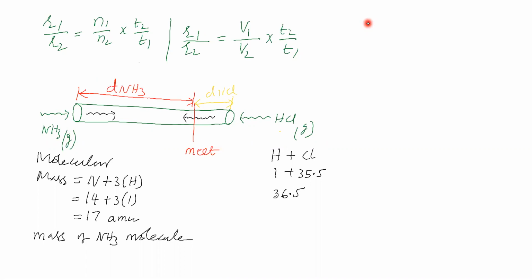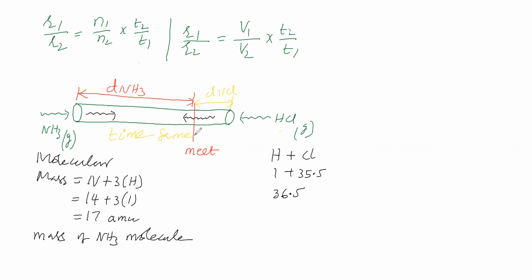That means ammonia takes a certain time to reach this point, and HCl takes a certain time to reach this point. Did they consume different time to meet at this place, or the same magnitude of time? You are saying that they consumed the same magnitude of time to reach this place. Okay, the time taken is the same.